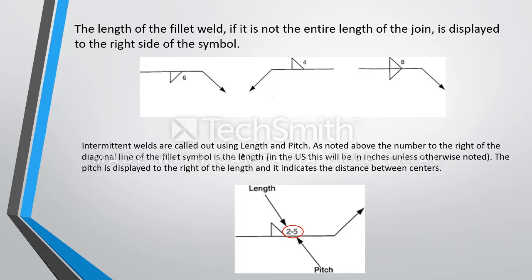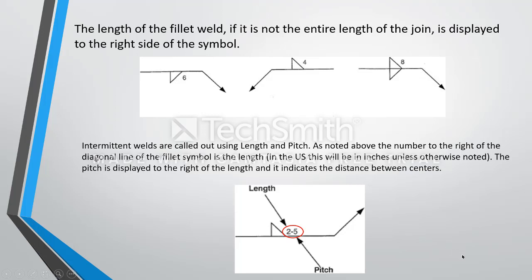Next, the length of the fillet weld, if it is not the entire length of the joint, is displayed to the right side of the symbol. As you can see in the picture, most of them have numbers on the right side of the triangle.